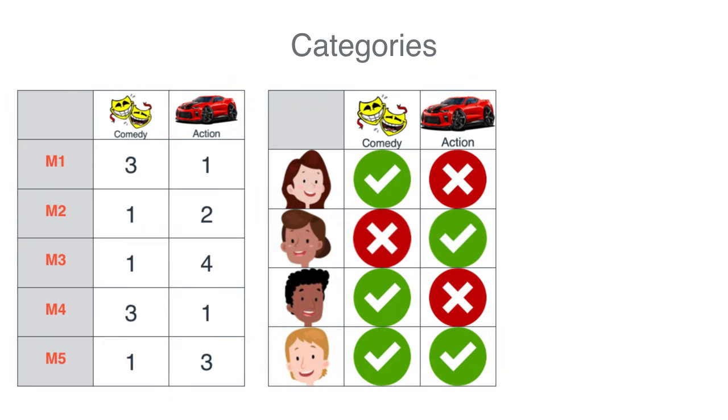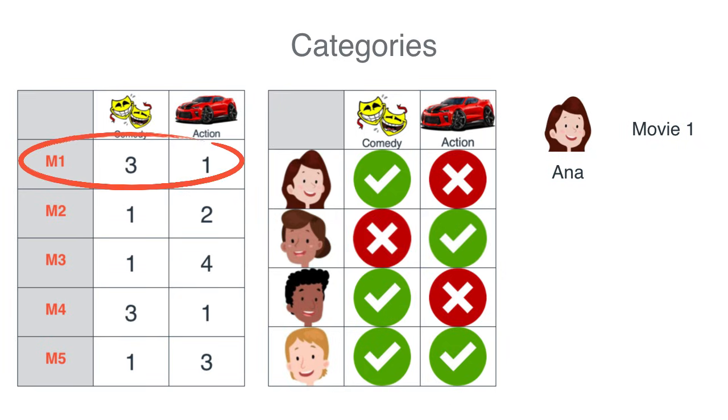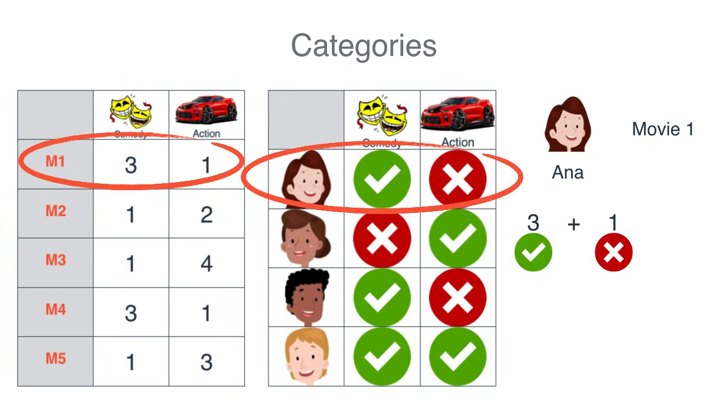And so I'm going to repeat the calculations from the last couple of slides. If we look at Anna and how much she rated movie 1, we look at the movie 1 row, which is the first one, and that gives a 3 when it comes to comedy and a 1 when it comes to action. And then we go to Anna's row, which is the first row, and we say, okay, Anna likes comedy, dislikes action, so we're going to add the ones that appear with a yes. So that's a 3, because we add the 3 and we don't add the 1. So Anna gives 3 stars to movie 1.